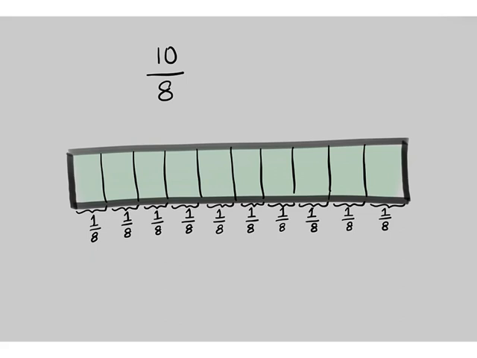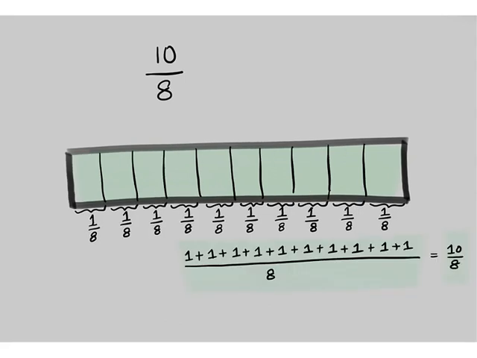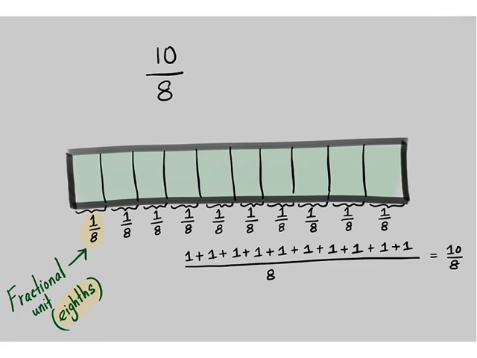This tape diagram shows 10 by 8. So each segment or each unit is 1 by 8. So this unit is 1 by 8. And 10 times 1 by 8 is 10 by 8. Adding all the fractional units, we get 10 by 8. 1 by 8 is called eighths.